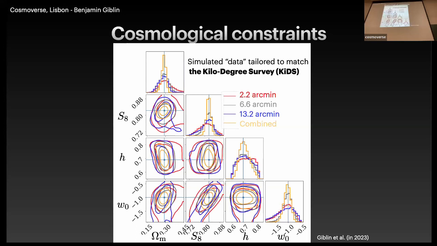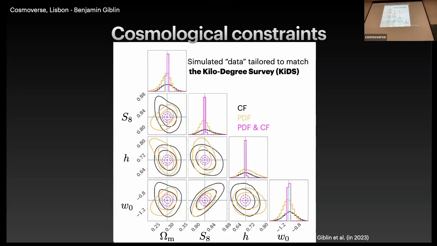So here, again, we've got red, grey, and blue constraints that correspond to your lensing PDFs measured on different scales, extracted with different levels of smoothing. That's what those numbers represent. And the combination, again, gives you an improvement in the constraining power, which is telling you there's information in these statistics on different scales. But how does it compare to the shear correlation function?